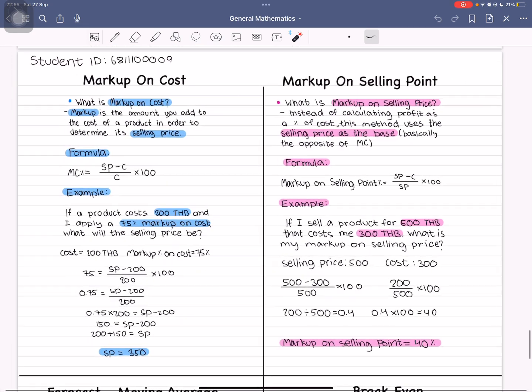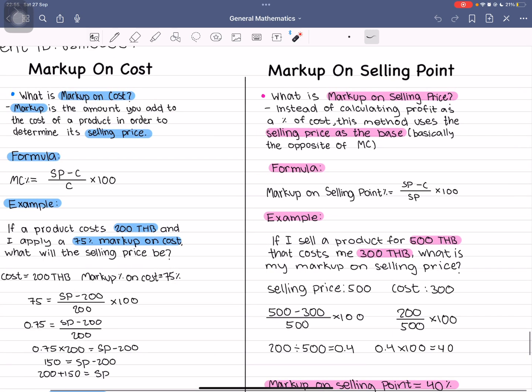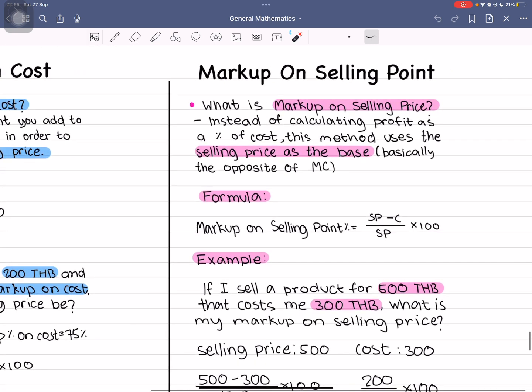And the next one is markup on selling point. So markup on selling point is, let's read the definition, okay? Instead of calculating profit as a percentage of cost, this method uses the selling price as the base. Basically, the opposite of markup on cost.